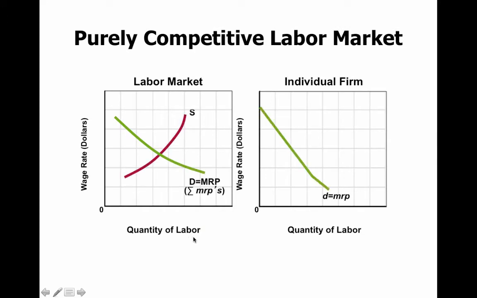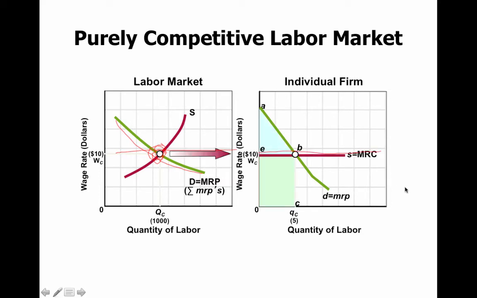Now, in our purely competitive labor market, MRP is the demand for labor, okay? And it's the sum of the MRP of all the individual firms, so it's kind of the horizontal sum of this. And then the supply of the market, the intersection of supply and demand, is going to give us our equilibrium. The equilibrium then dictates a wage. And that wage then transfers to the individual firm as a horizontal supply curve, okay?